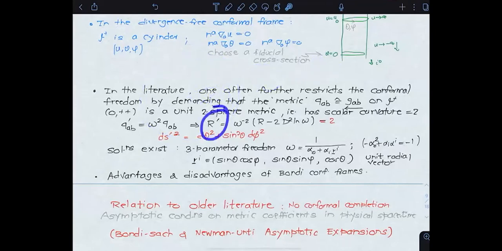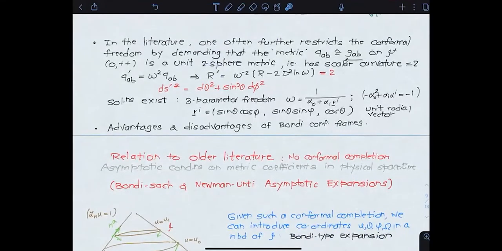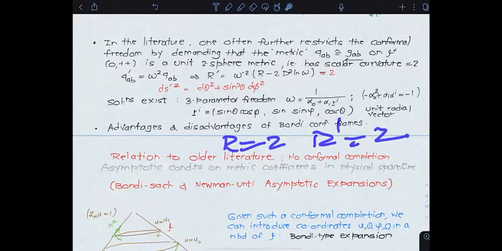So you can always go to a conformal frame. If you start from q_ab, you can go to q prime_ab such that the scalar curvature is actually 2, constant. And you can always do that. Solutions always exist. And furthermore, there is still a freedom. There's a 3-parameter Lorentz freedom. And this corresponds to the physical space-time choosing a boost vector. So the freedom up here is that if you wanted to put R equal to 2 and R prime is also equal to 2, and the two metrics are related by this omega, you can do that.